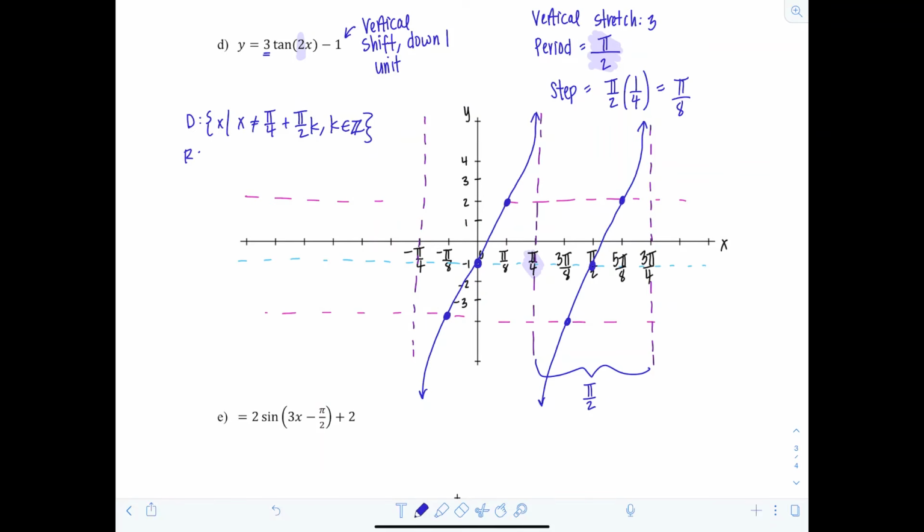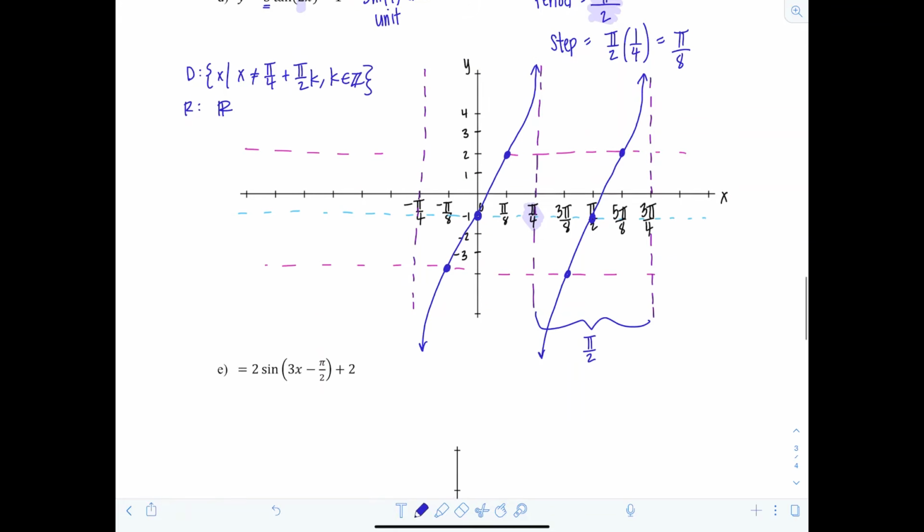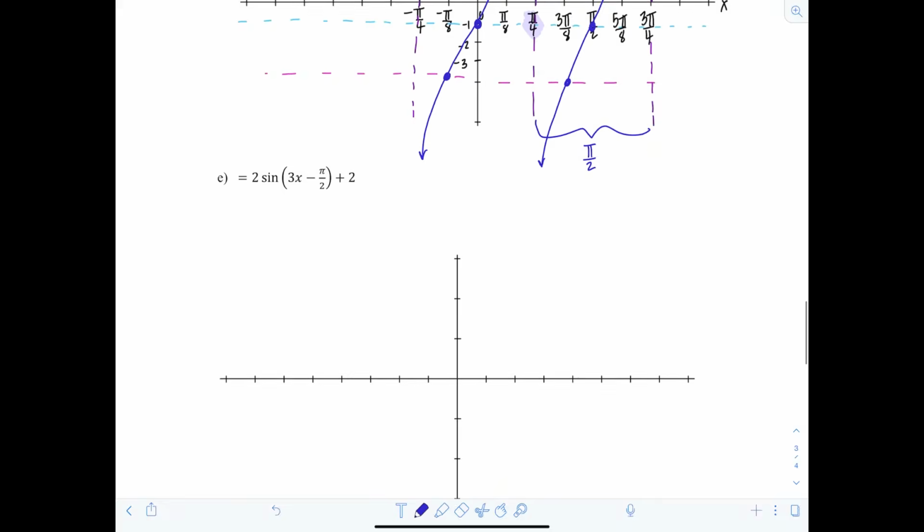Now what about the range? The range is way easier. It's just all real numbers, always. Okay? Good. Last one of the graphs, and then we'll finish with a relaxing problem.